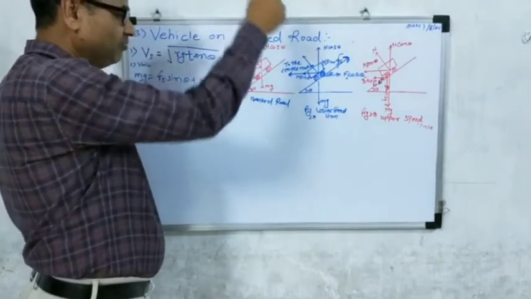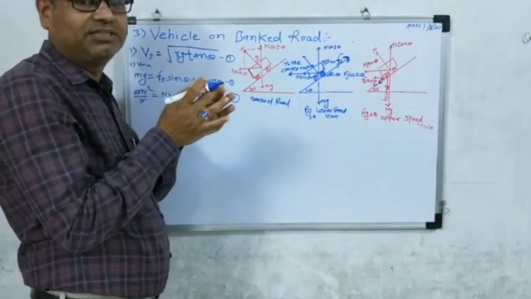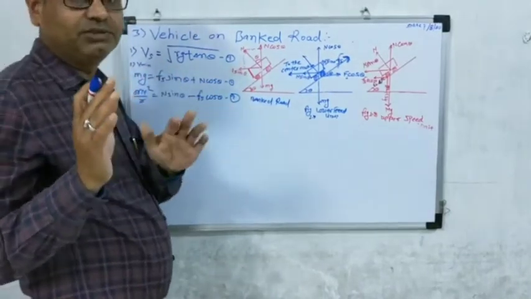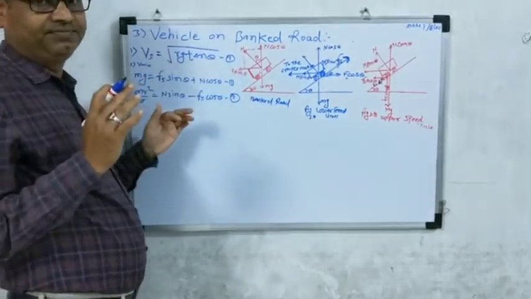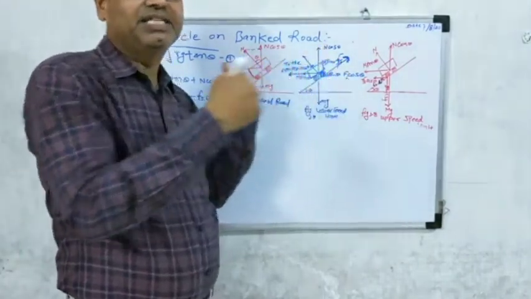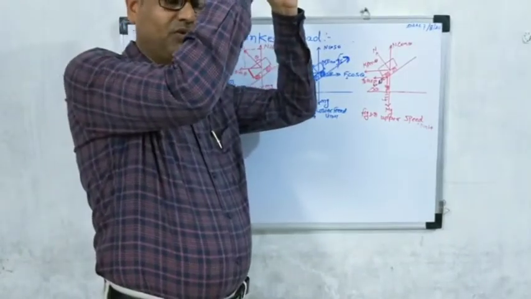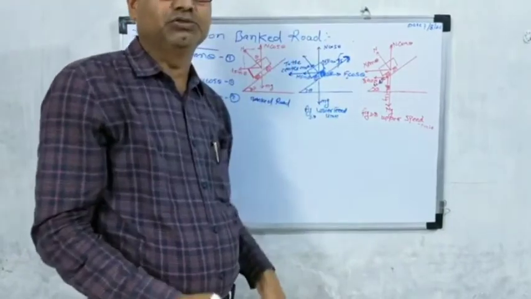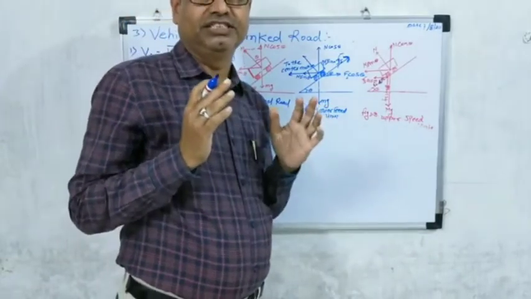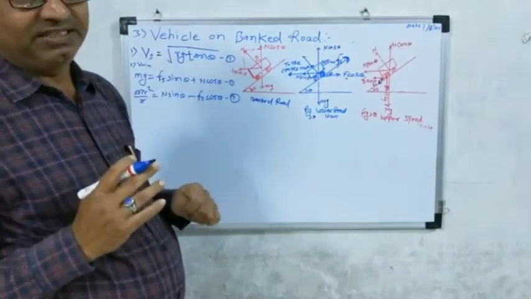That is vertically downwards. The normal reaction must be divided into two components, sin of theta and cos of theta. The n sin theta must be provided by the centripetal force, and n cos of theta must be provided by the vertically downward direction, balancing mg. That is the balance on the car.